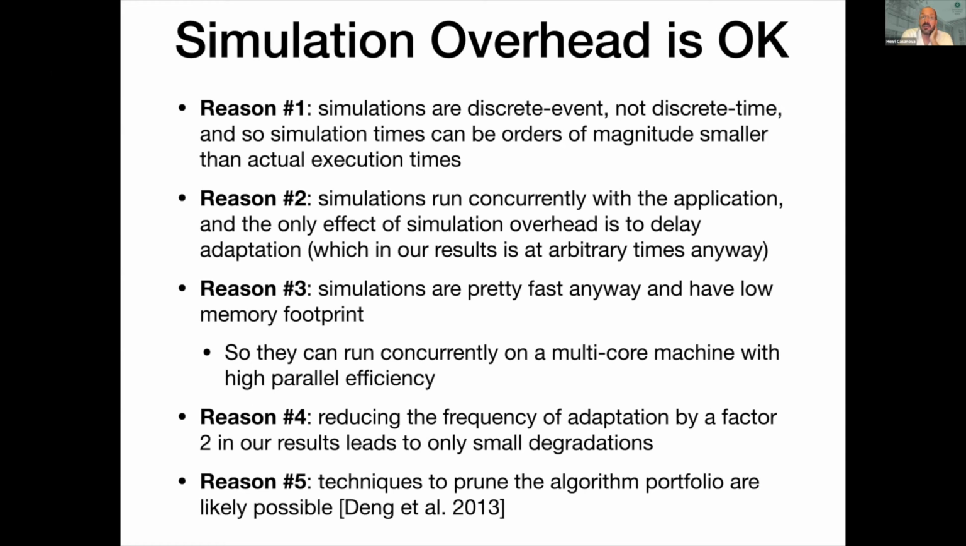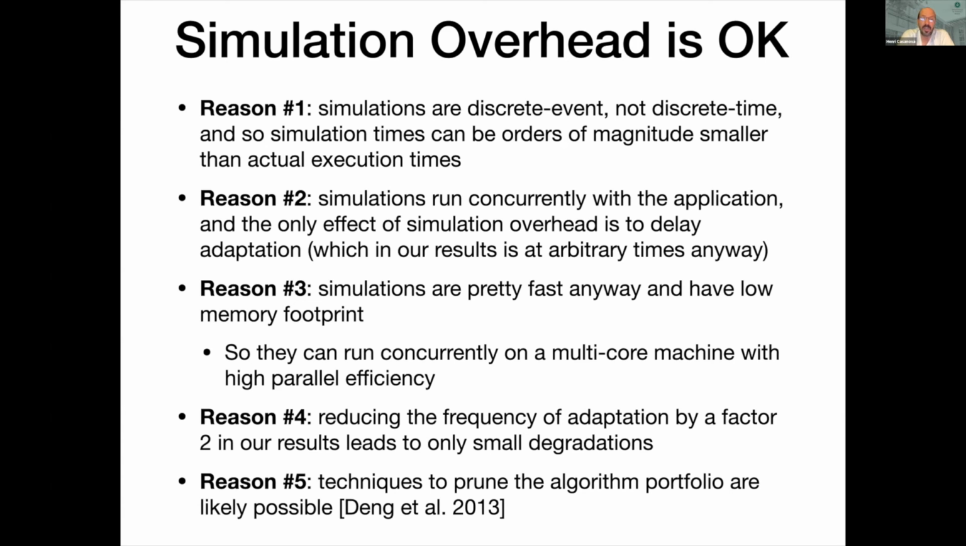Reason 4 is that even if it takes time, because maybe your portfolio of algorithms is 400 algorithms, not 36, it turns out we ran experiments by reducing the frequency of adaptation, meaning the number of simulations we execute. So we did it twice less frequently, and we find that in fact that leads only to small degradations in performance. So one way to mitigate simulation overhead in case the first 3 reasons somehow are not sufficient is to simply reduce the frequency at which the simulations are executed.